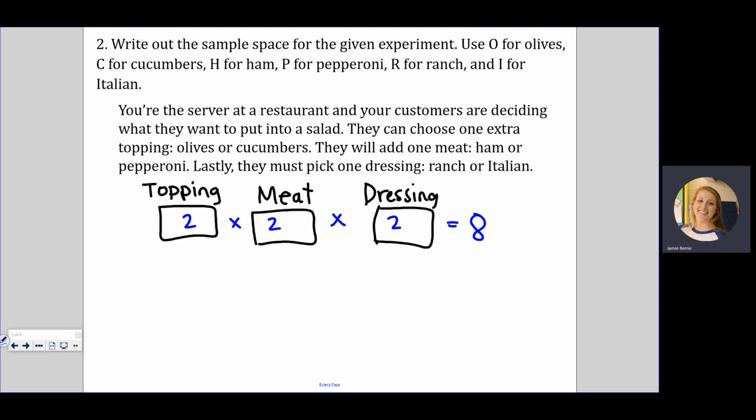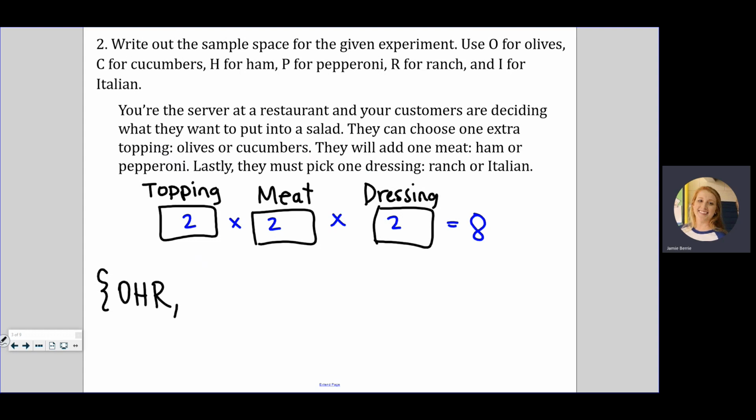All right, so we need to get 8 outcomes in total. That is going to help us make sure that we get all of them. So let's write out the sample space. Do your little curly brace. Let's start with olives. So you could have olives, ham, ranch.